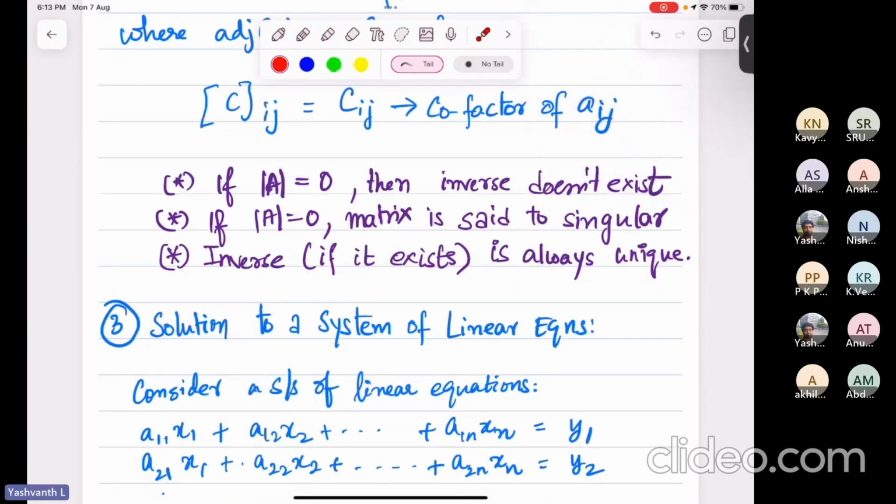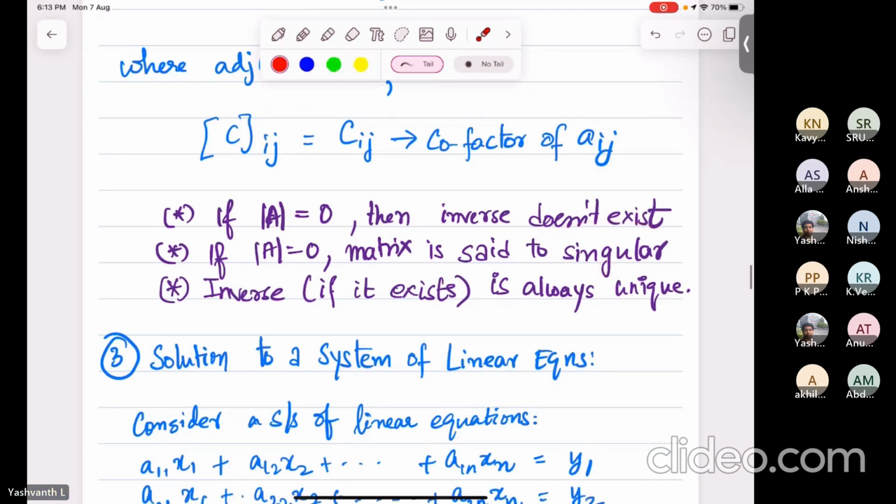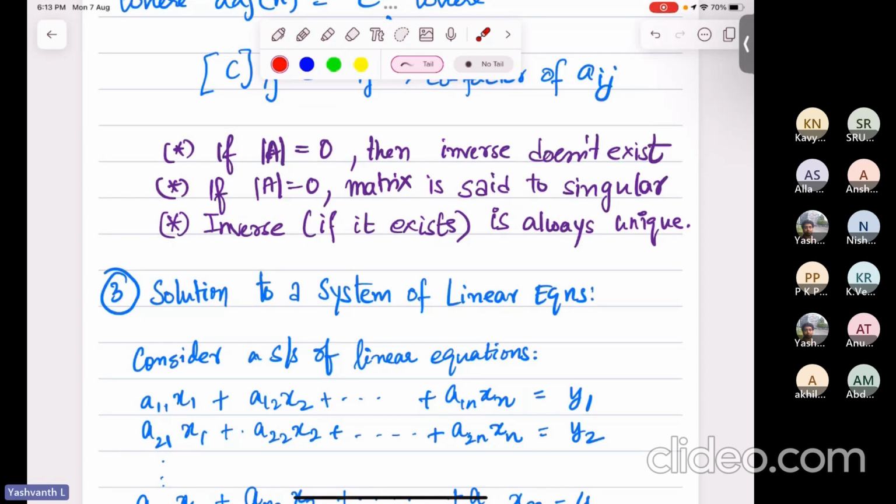So these are some of the few results. If the determinant of a matrix is 0, then the inverse of the matrix does not exist. In that case, the matrix is said to be a singular matrix. Now, if the inverse of the matrix exists, then the inverse is always unique. It's not possible for a matrix to have two different inverses. The inverse of a matrix is always unique, and the inverse will exist only if the determinant is not 0. In other words, if the determinant is 0, the inverse cannot exist.